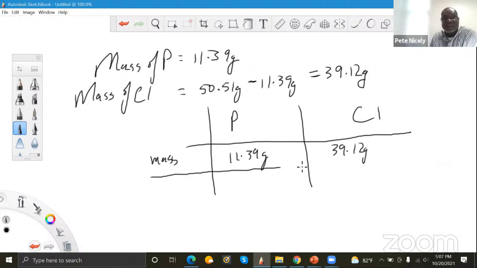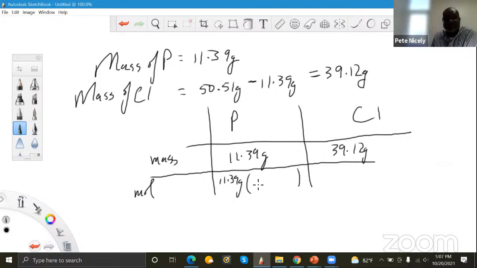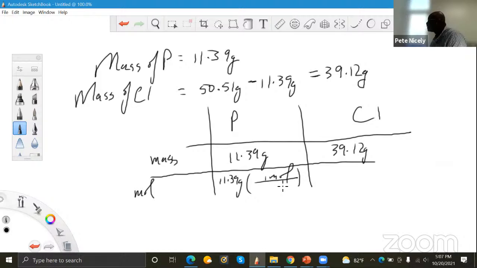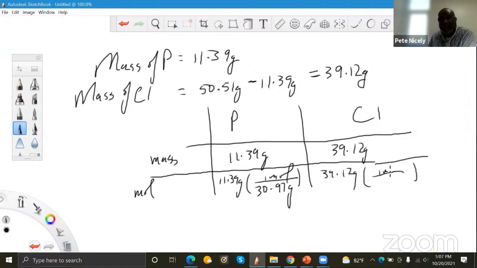And then just like we did before, we determine the moles by multiplying, in this case, 11.39 grams by 1 mole over the molar mass of phosphorus, which is 30.97 grams. And then in the case of chlorine, we multiply 39.12 grams by 1 mole over the molar mass of chlorine, which is 35.45 grams. And then we use our calculators to do the number crunching for each of these.